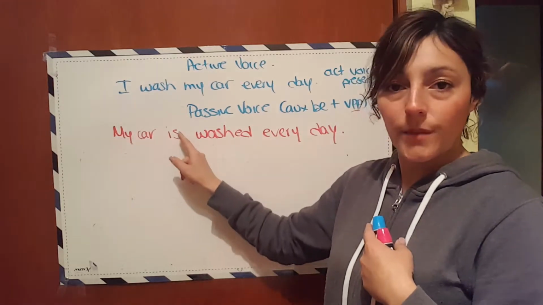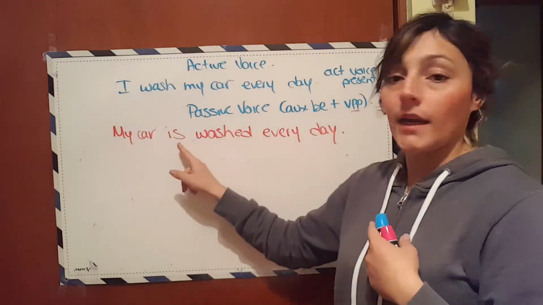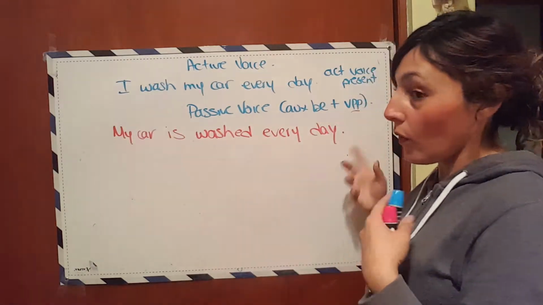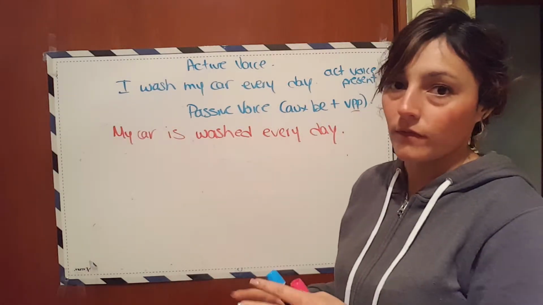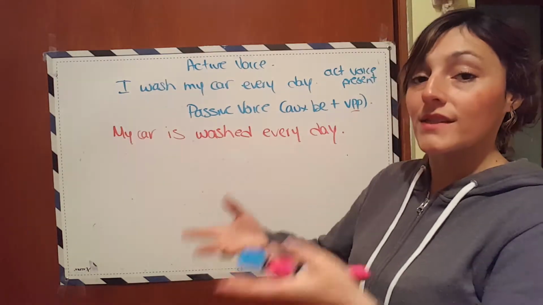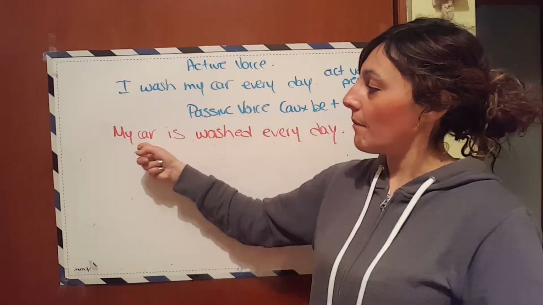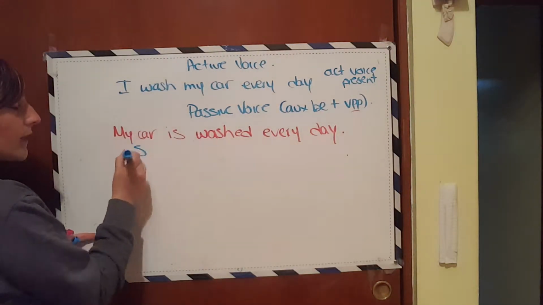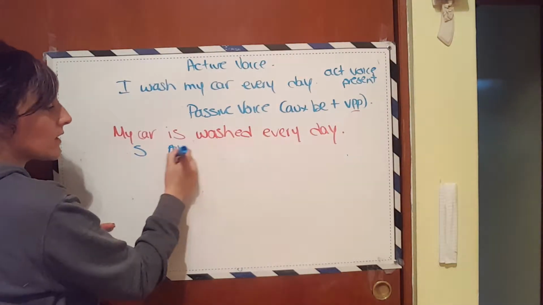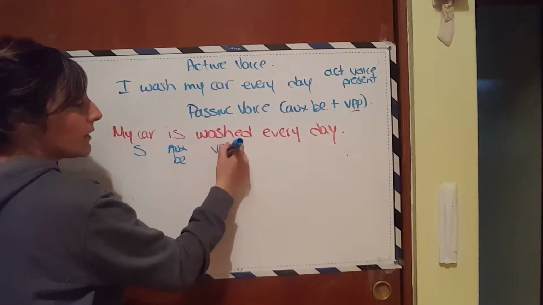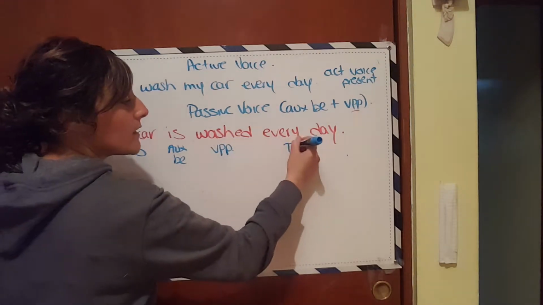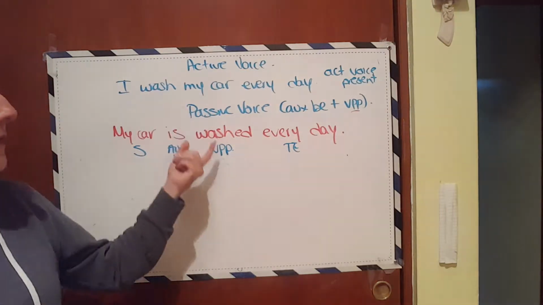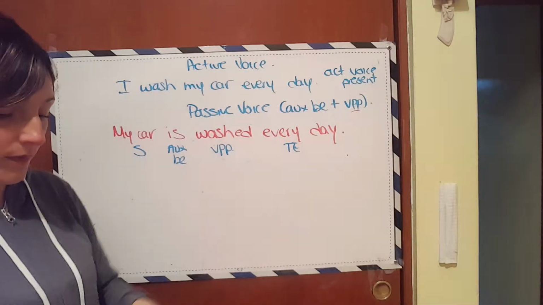I have to use my auxiliary to be, and I have to use my verb in past participle. Do you know who washes the car? No. Do you know what receives the activity? Yes, my car. So just I'm going to label the elements. My car is the subject. This is my auxiliary be, and this is my verb in past participle, and this is my time expression for the present. Now, this is my passive voice for present.